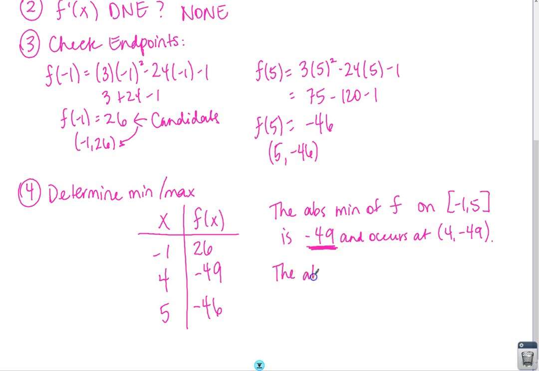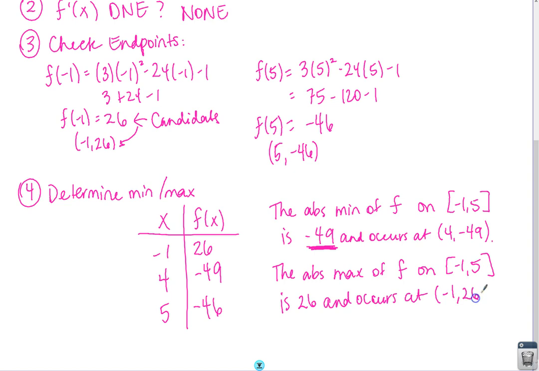So then the absolute maximum of f on -1 to 5, looking back at my chart yet again, oh, winner, it's 26, and occurs at -1, 26. Okay, so that is how we find the absolute minimums and maximums.